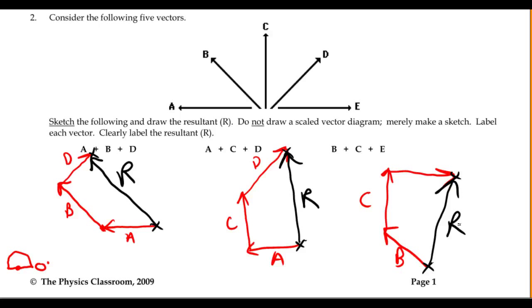And then the resultant is always from where you started to where you finish. So that is how you would add vectors in a two-dimensional space. We'll look at more details in the second video.